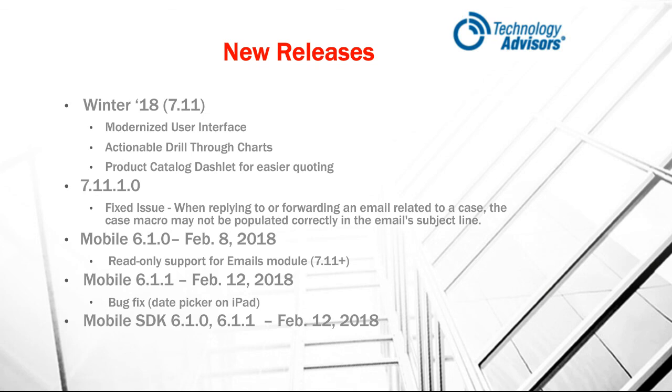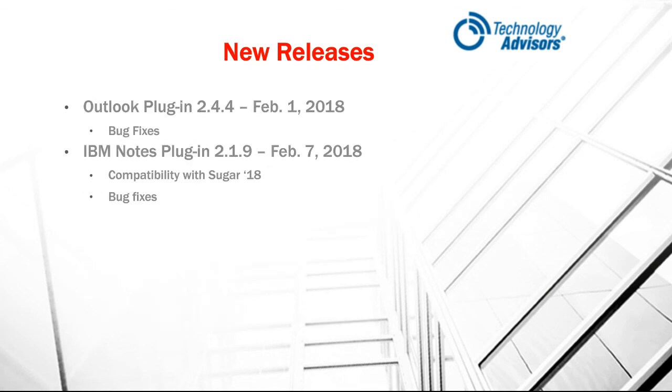Sugar also released a patch on 7.11, which fixed an issue when working with emails that are related to a case. There were a couple of mobile releases. One of the big ones is that now you can see the emails module in mobile. And then there was a bug fix for the iPad. Mobile SDK was released. And there were also releases of the Outlook plugin and the IBM Notes plugin, which included some bug fixes, as well as, for IBM Lotus Notes, compatibility with the Sugar 2018.